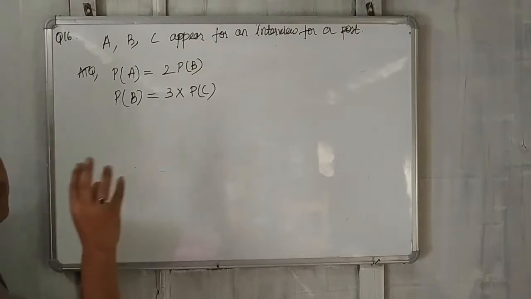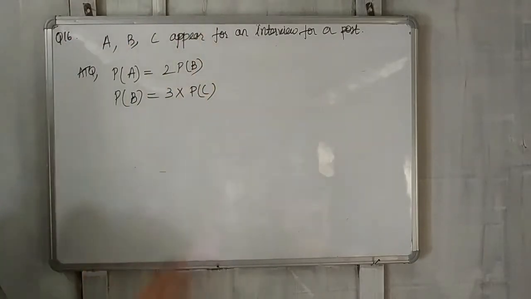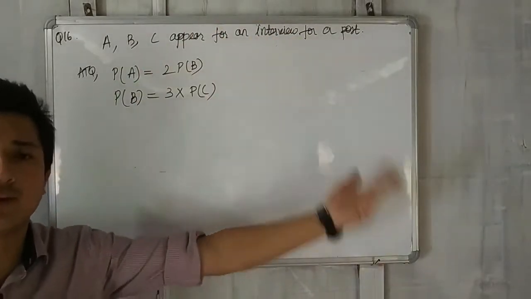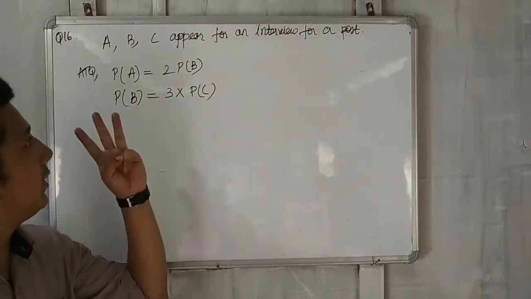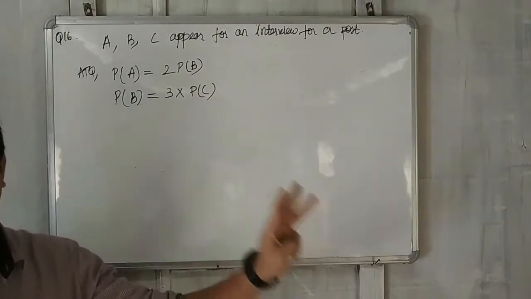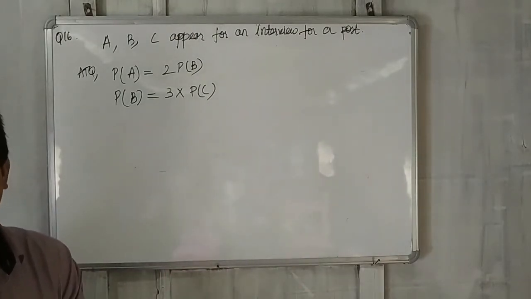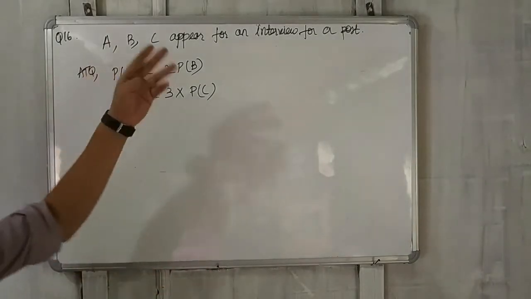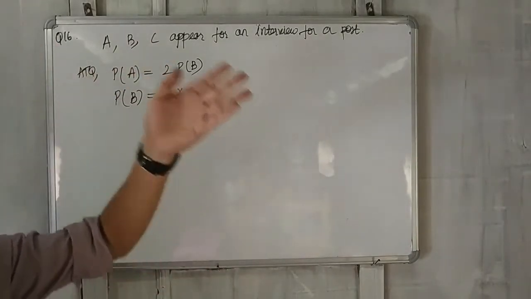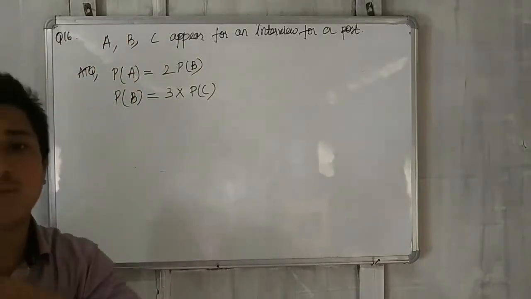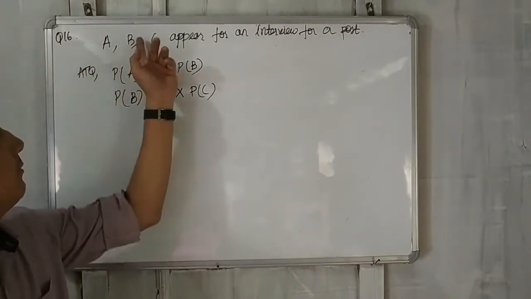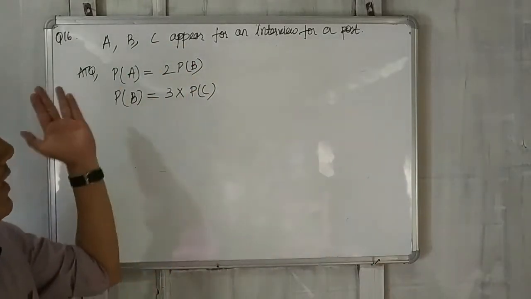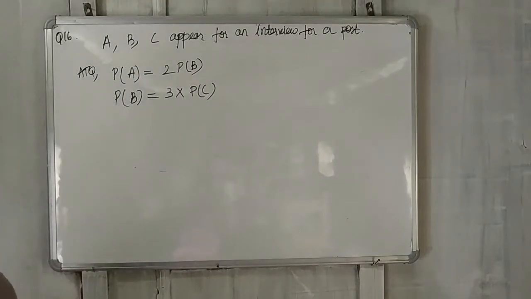So what kind of events do you think A, B and C are? A is a different person, B is another different person, and C is also a different person. So first of all, they are mutually exclusive events. Are you understanding my point? And if we add probability of A, probability of B and probability of C, then we get the sum as 1. Hence these are mutually exclusive and exhaustive events.